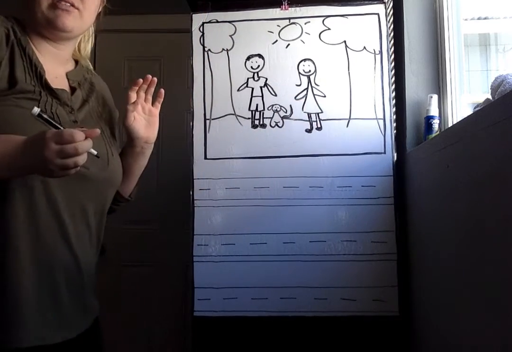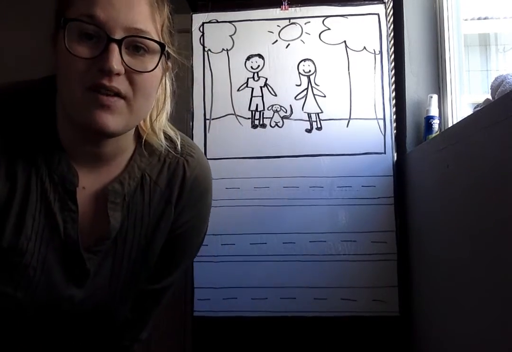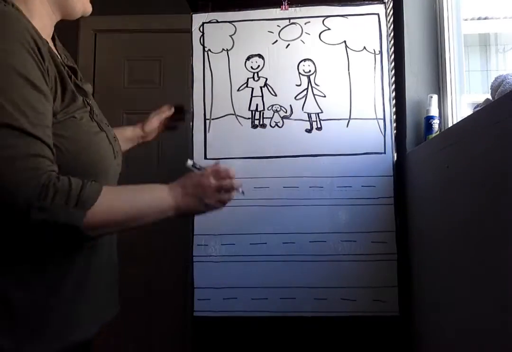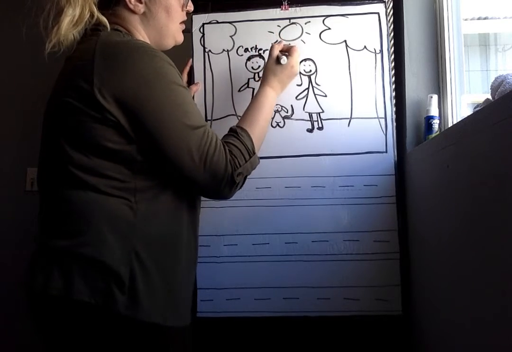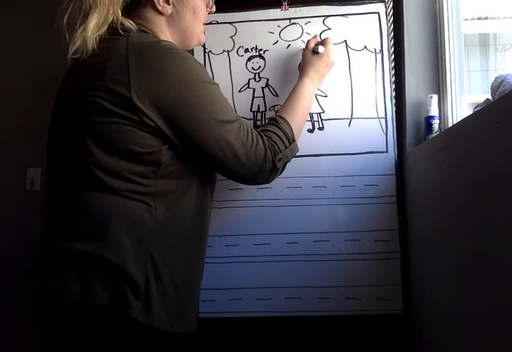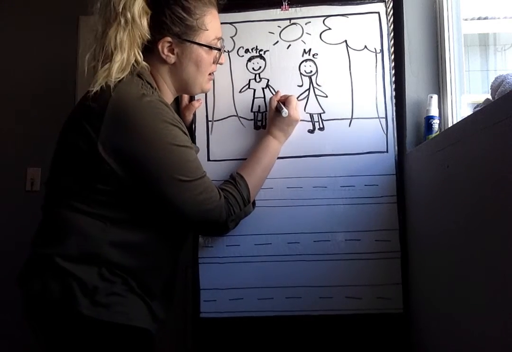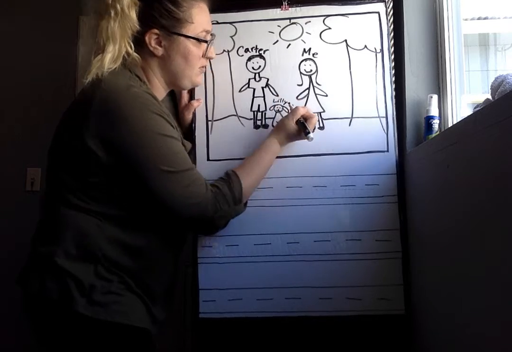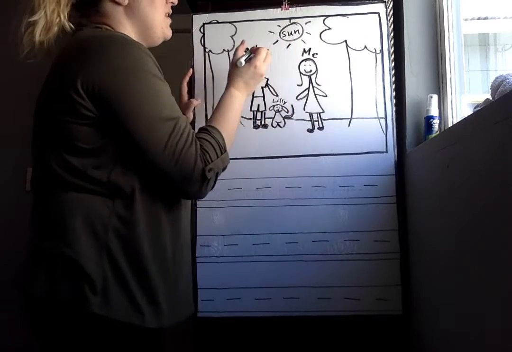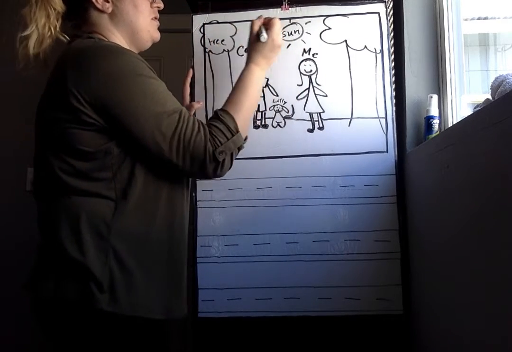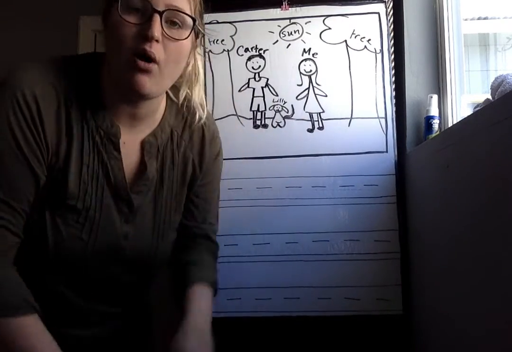Okay, maybe we have our dog with us and we're in the park maybe. All right, once you have drawn a very detailed picture, you're going to label your picture. So I'm going to label Carter. Right, I'm going to label me. Right, our dog's name is Lily. Okay, I'm going to label the sun. Maybe the tree. I'll label this tree too. All right, and just try your best to sound out all those words.